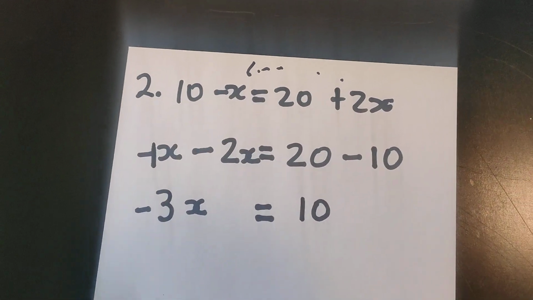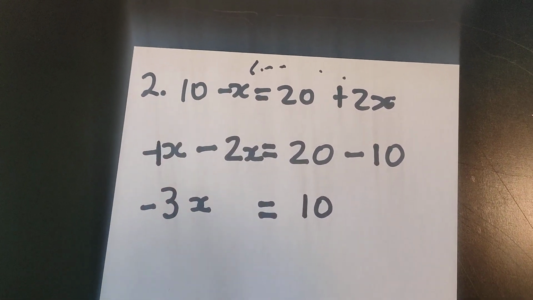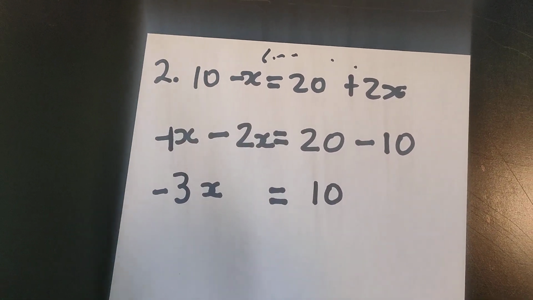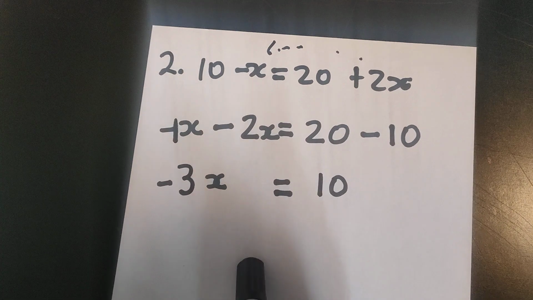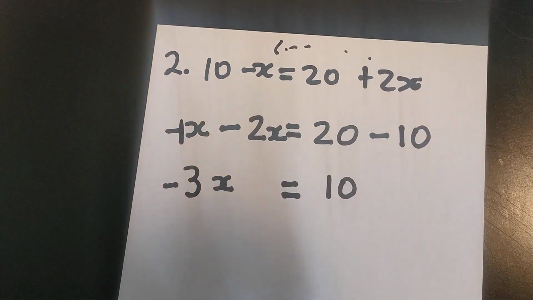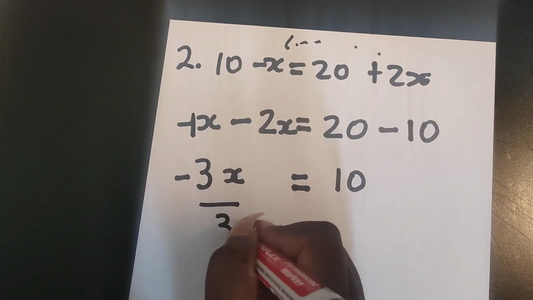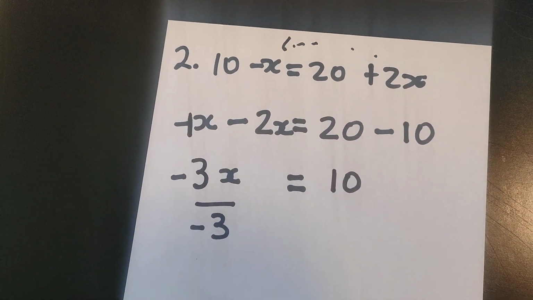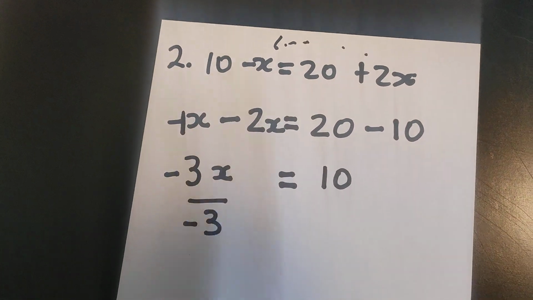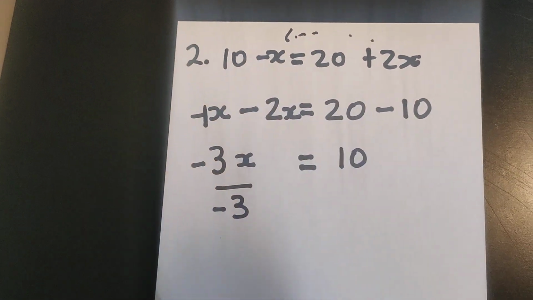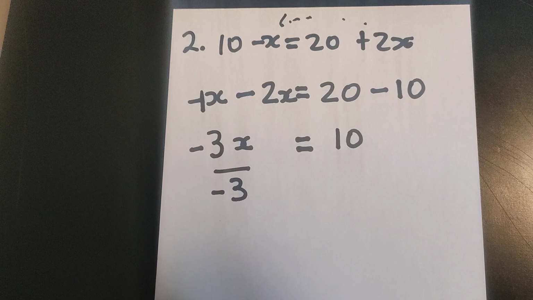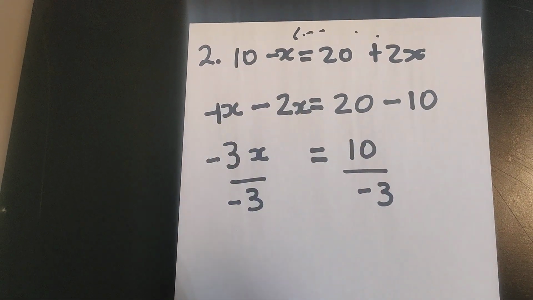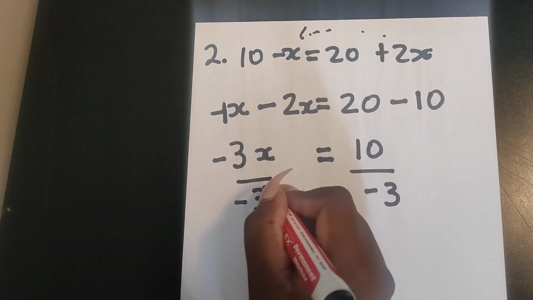So you subtracted both, and now you have negative 3x on the left-hand side, and then you have a 10. But on one side, you should have just an x. So how are you going to get rid of the 3? By dividing both sides by negative 3. When working with algebraic equations, what you do on the left-hand side must be done on the right-hand side. So you divide by negative 3 here, which means you're going to divide by negative 3 on this side as well. So negative 3 divided by negative 3 is just 1.